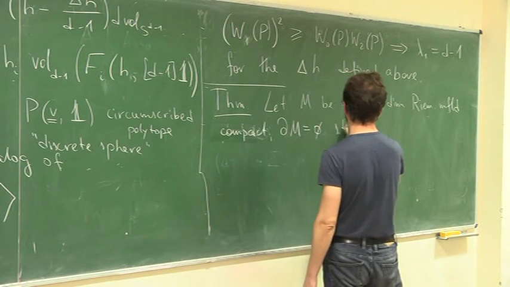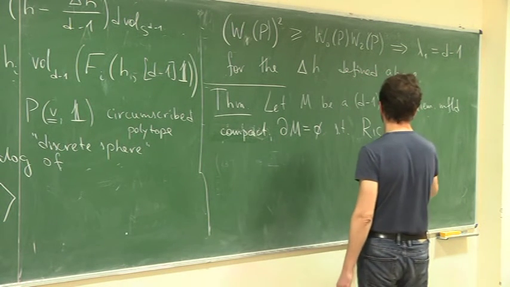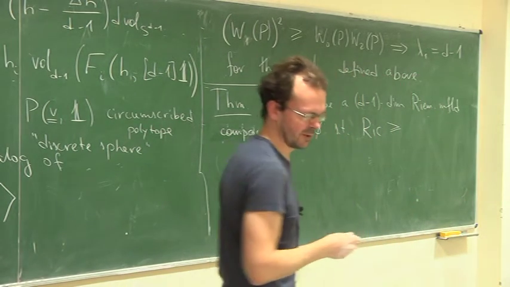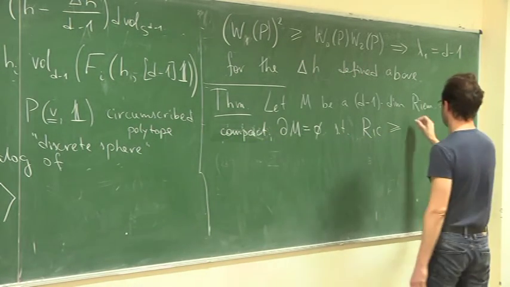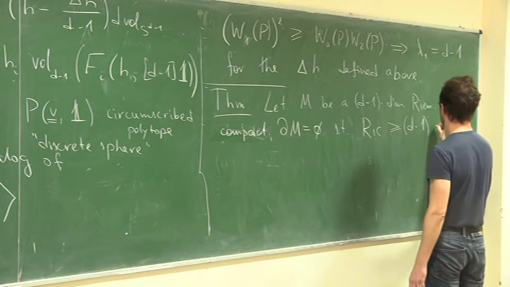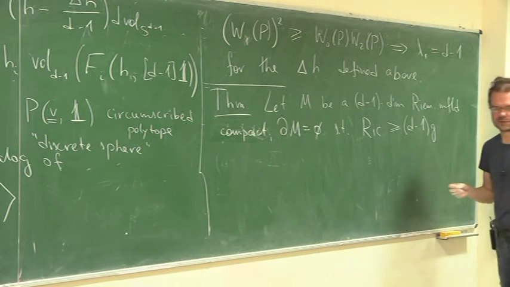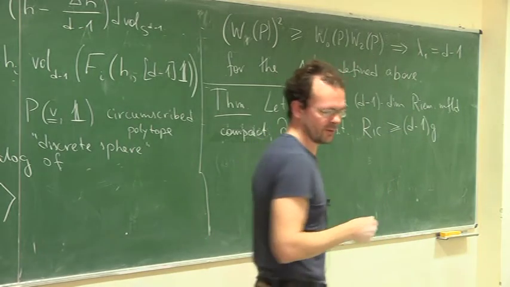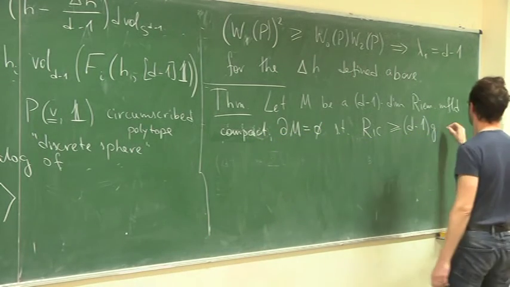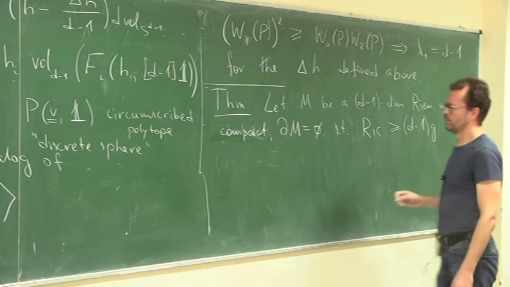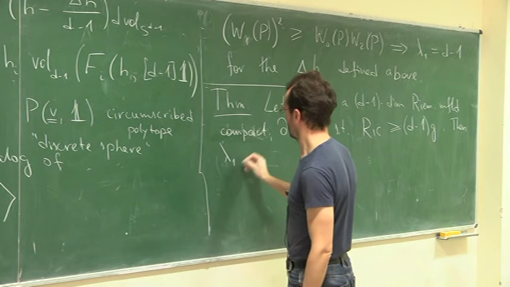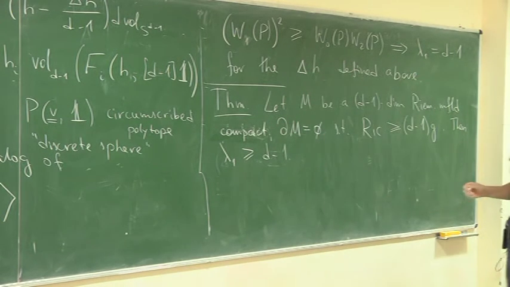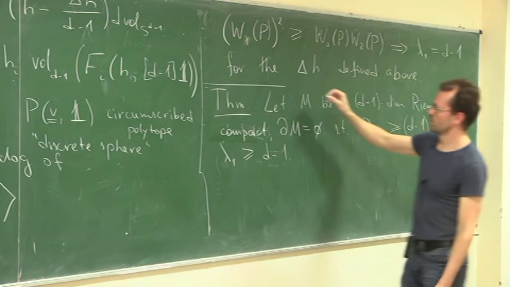Such that the Ricci curvature is bigger or equal to d-1 times the metric tensor. Then the smallest non-zero eigenvalue lambda 1 is bigger or equal to d-1. Yes, I haven't put Lichnerowicz.